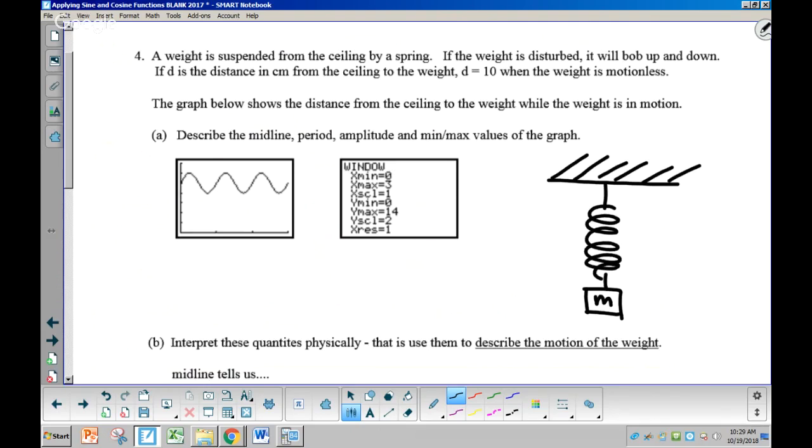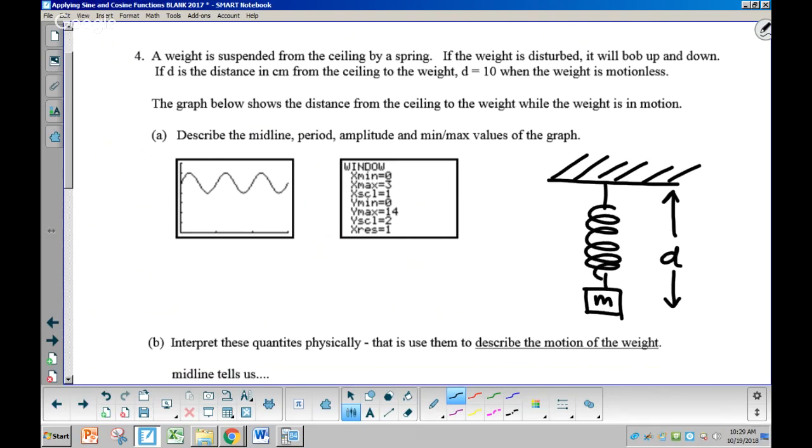This is what you do for relaxation, right? You hang things from the ceiling and then you disturb it, and then just watch it. All right. So if the weight is disturbed, it will bob up and down. Everybody agree with that? Makes sense to me? If D is the distance in centimeters from the ceiling to the weight, so D is going to be the distance from the ceiling to the weight. Okay, so D is the distance when it's motionless.